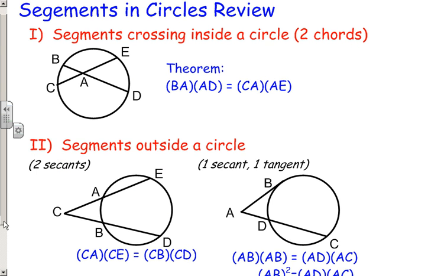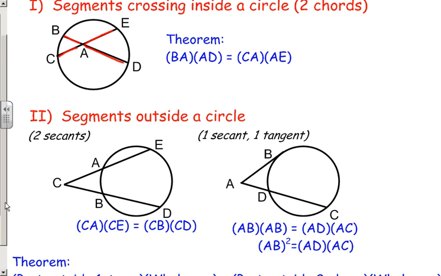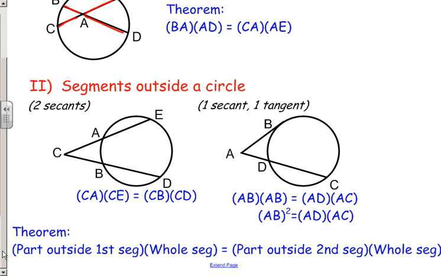There are also relationships between segments and circles and figuring out the lengths of segments. If segments cross inside a circle like they do in this first picture, you get BA times AD equals CA times AE. I don't need to sit here and explain all these. These formulas are basically a review. What I did want to explain was the segments outside a circle.